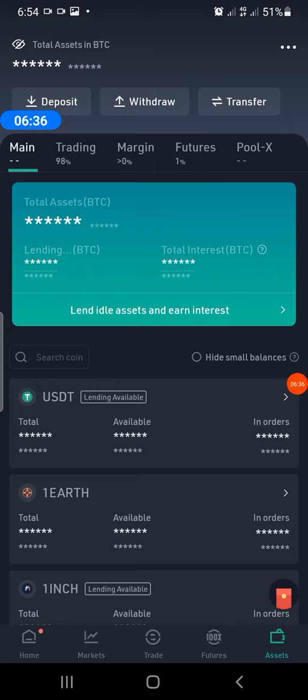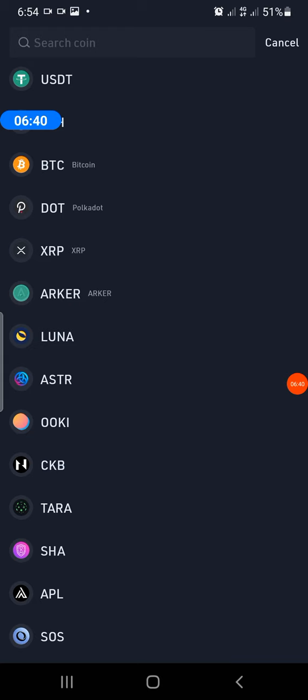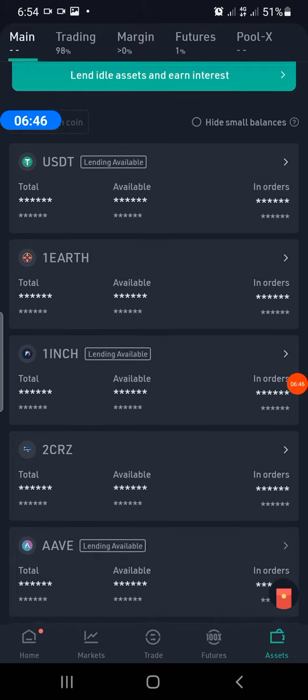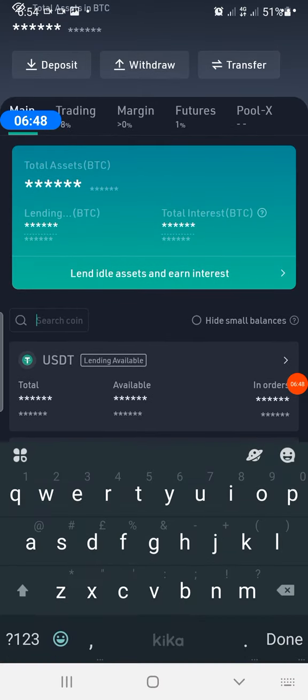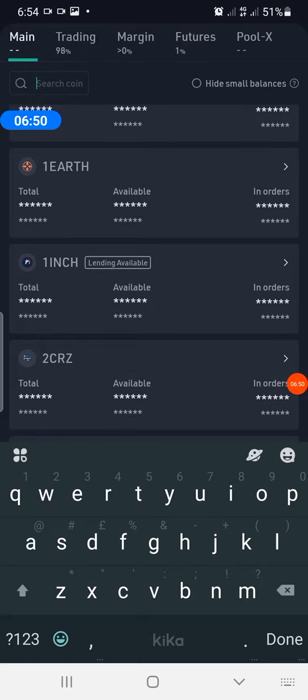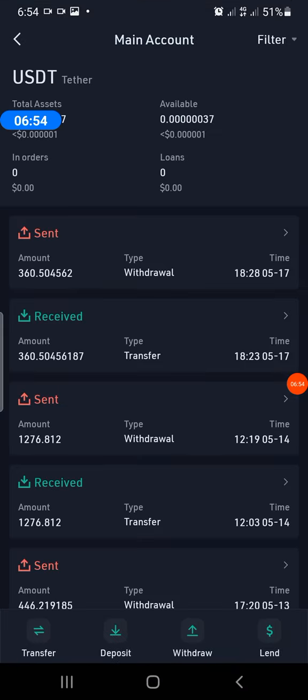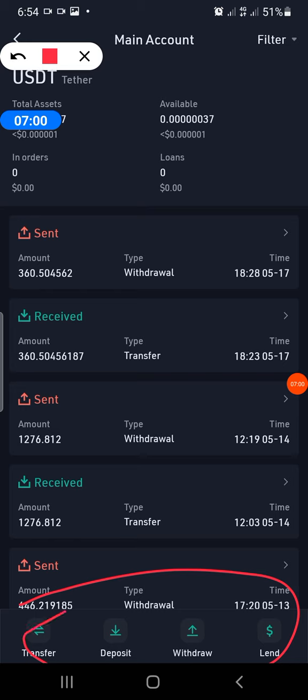if you have your currency in another exchange, you have to use deposit. So when you use deposit, if you have it in USDT, if you don't want to go through this deposit button here, you can as well search for the coins either with the search bar or manually, move up and down to search for it. You select here. Below here you will see options. Do you want to deposit, transfer, withdraw, or lend it out?